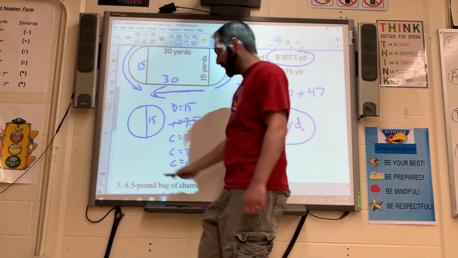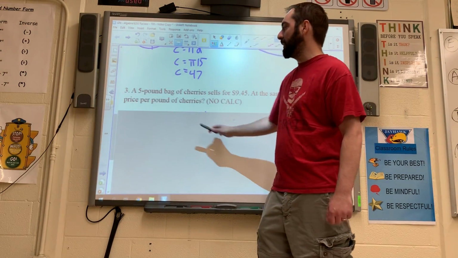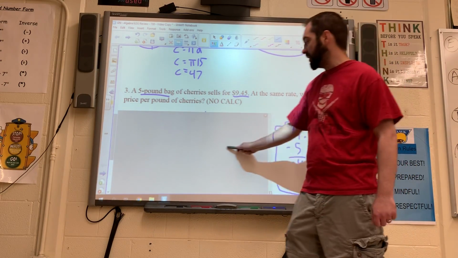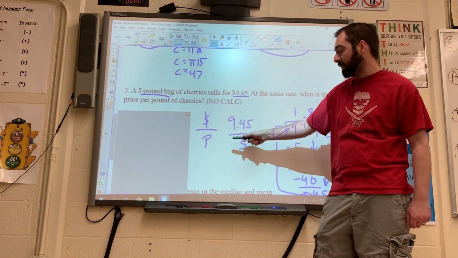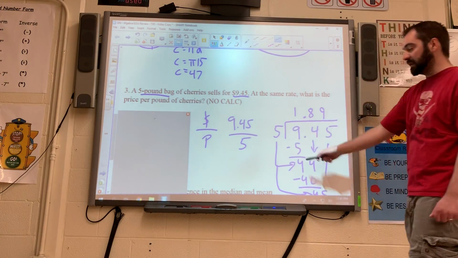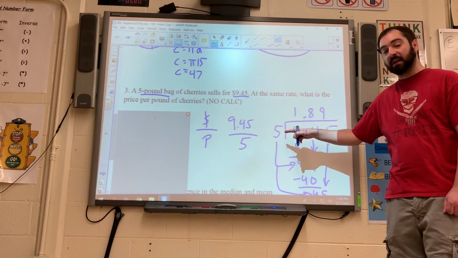Number three, another ticket problem, unit rate using no calculator. We're comparing bags of cherries to dollars. Well, I know that dollars are more important than the cherries, so it's dollars over the pounds. $9.45 divided by 5. It really ends up being a long division problem. Even if you're not the best at long division, try to work it out as far as you can.